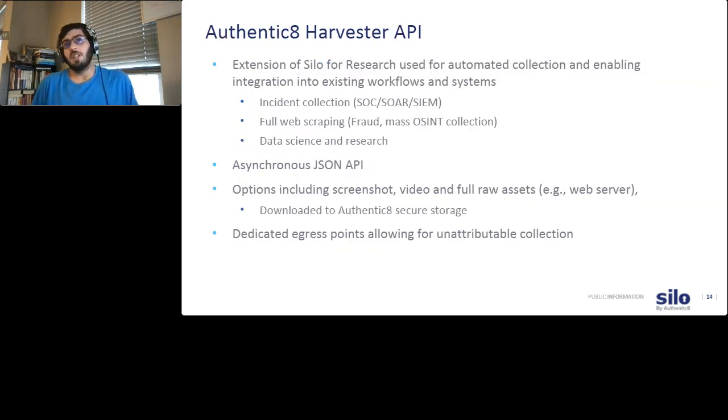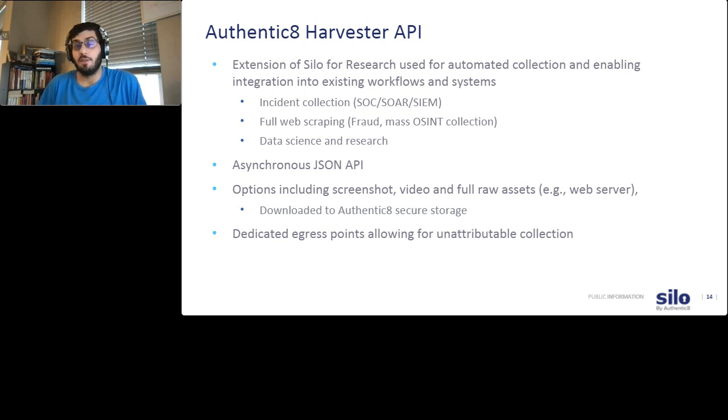So I do just want to finish by briefly talking about the tool I used for this use case. The Authentic8 Harvester API is an extension of the Silo for Research platform. So if you're familiar with our platform, a lot of the capabilities are still available in the Harvester API. It's just built for automated web-based collection. The API allows for control over a variety of key attribution requirements that we've previously talked about, such as egress location to the internet, browser fingerprint manipulation like user agents, and access to a secure encrypted storage.